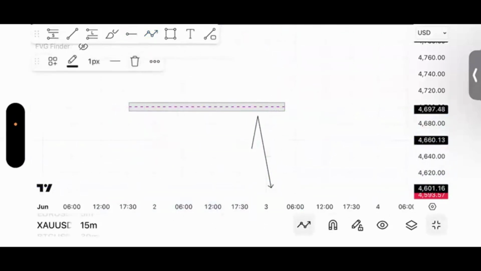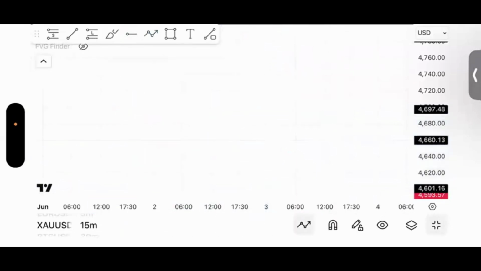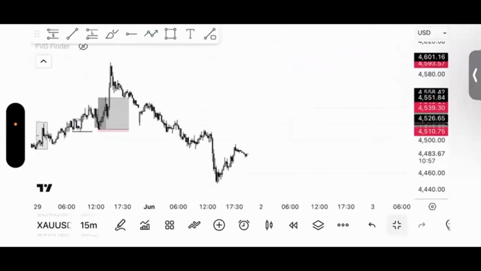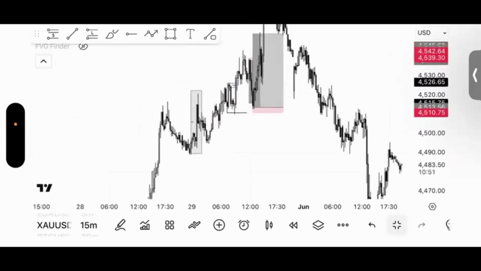So we're going to dive into the live chart, because the live chart is what's going to make you understand a lot of what I'm explaining right now. So let's just deal with continuation first.